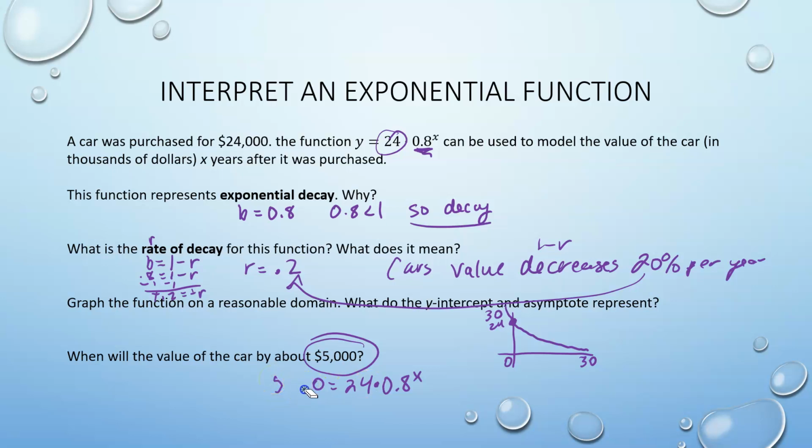Let's correct that. It would just be 5, right? Because 24,000 is 24, so 5. We have to put it in thousands. So in order to figure out what this is, remember, if we want to solve graphically, this is just a great skill to have on hand for pretty much anything.